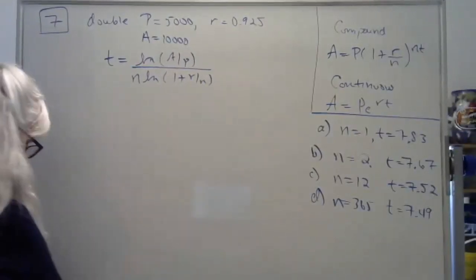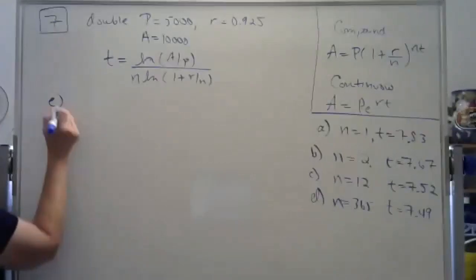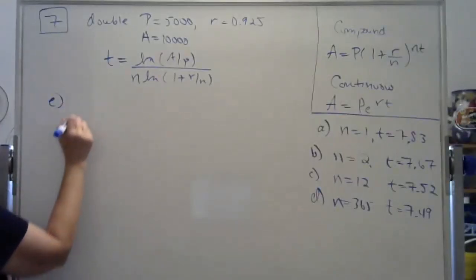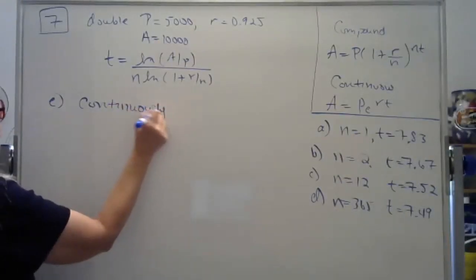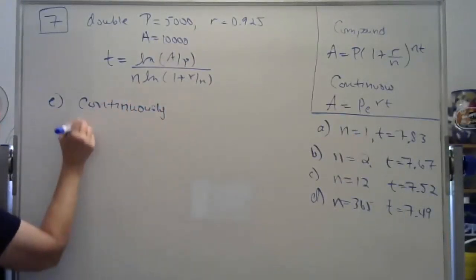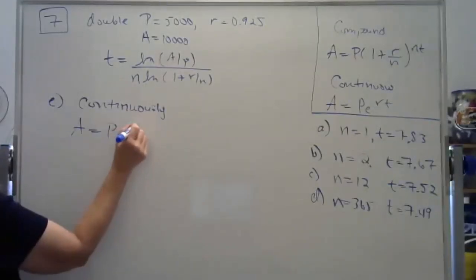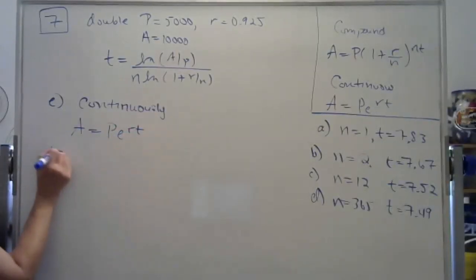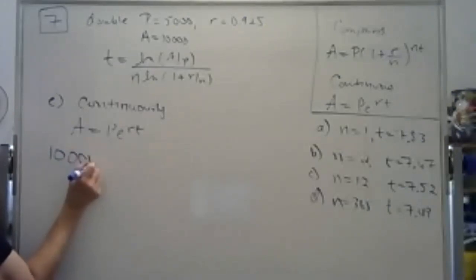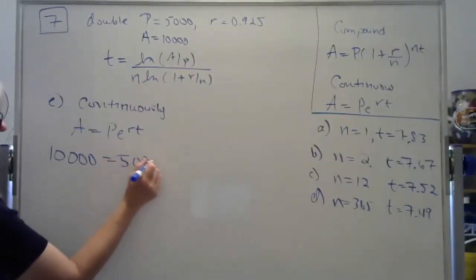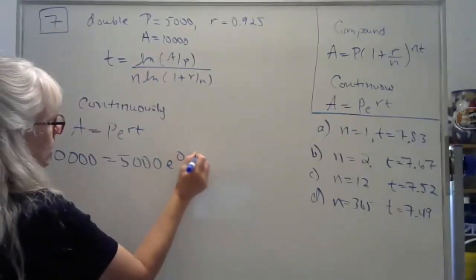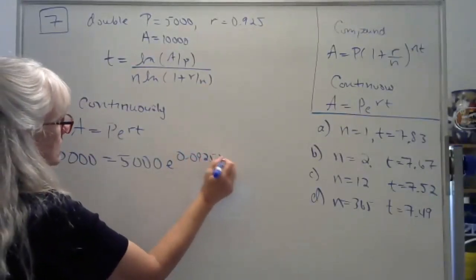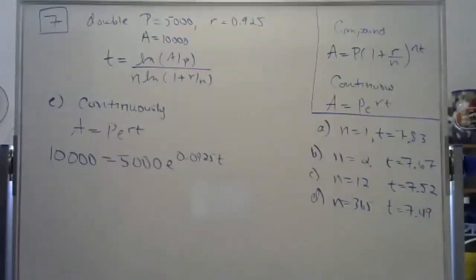Then finally, part E says continuously. So now we have to skip formulas. The minute it says continuously, we know to go use our PERT formula. So the formula we just developed is no good. We're going to go back to PERT. So 10,000 equals 5,000 e to the 0.0925 times t. And we've done this multiple times now, so it should feel a little bit better.